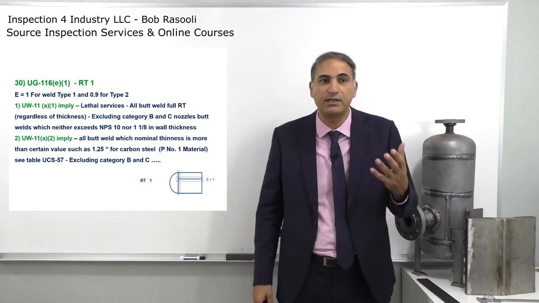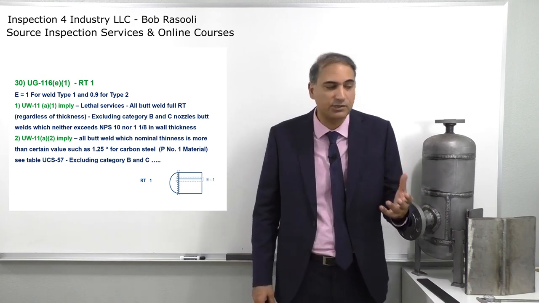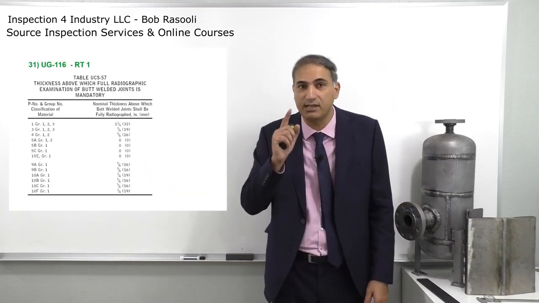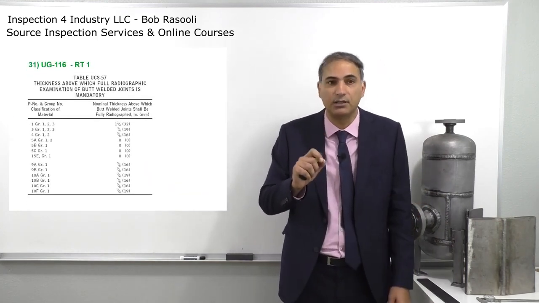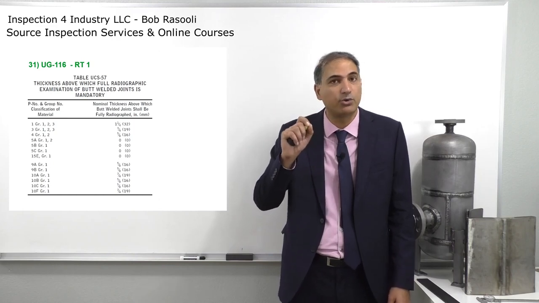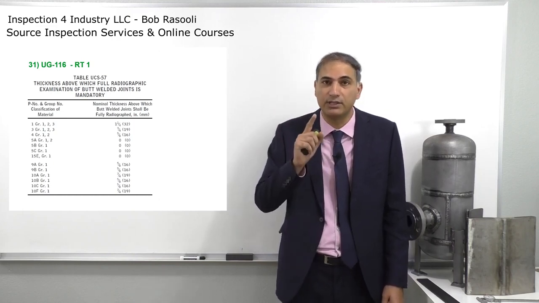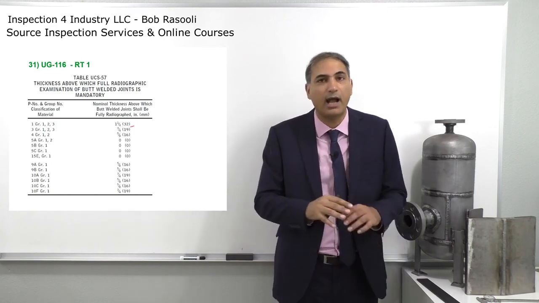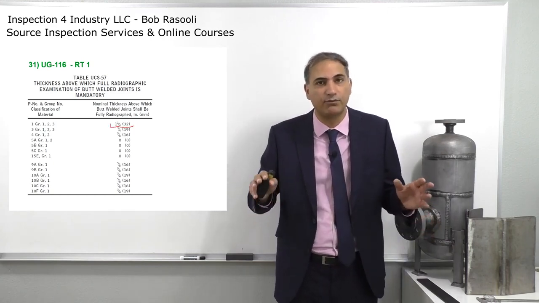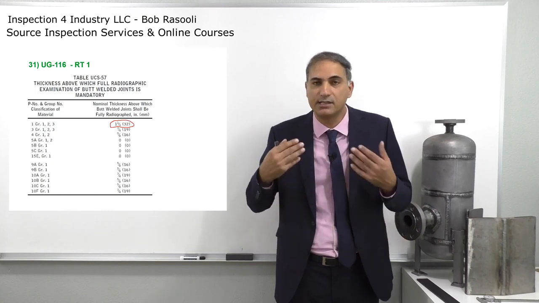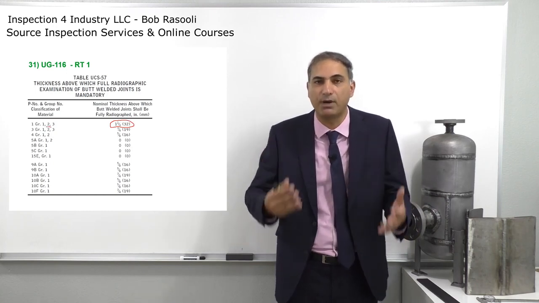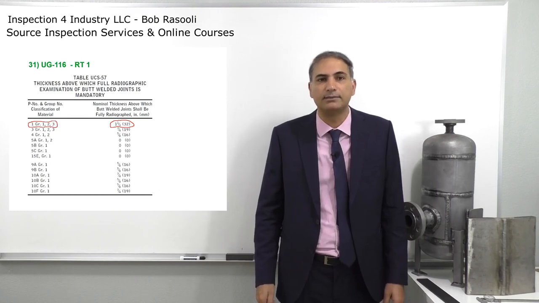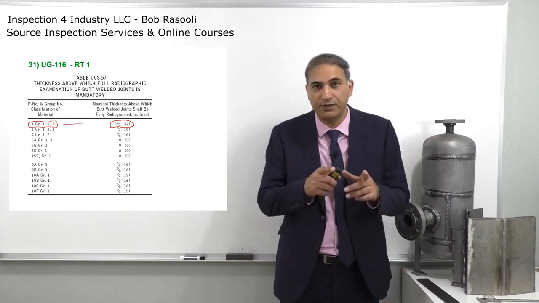Table UCS 57, which I'm going to put on the screen. For this material, which is SA516 grade 70, if my thickness is more than 1.25 inch, I need to go to the full radiography. But if it is less than 1.25 inch, I don't need to go to the full radiography. I can select and choose to do spot radiography. Okay, now I put in here UCS 57.